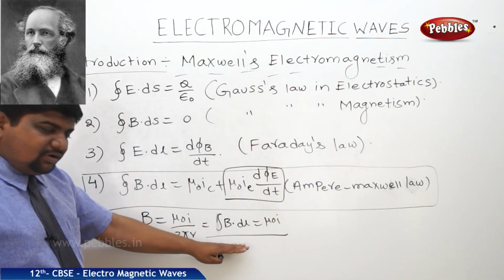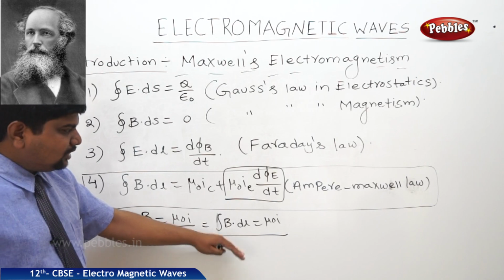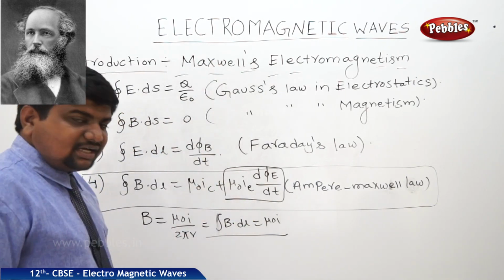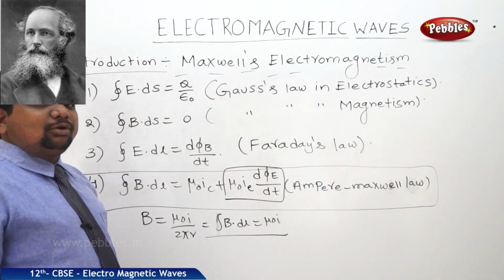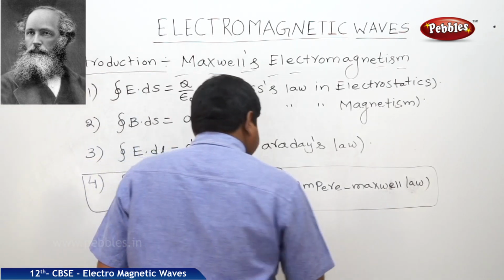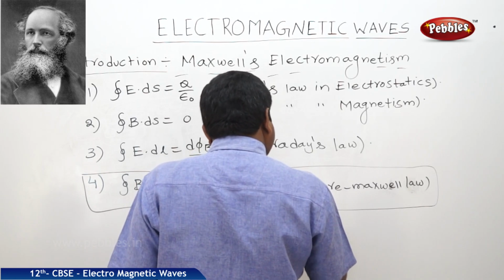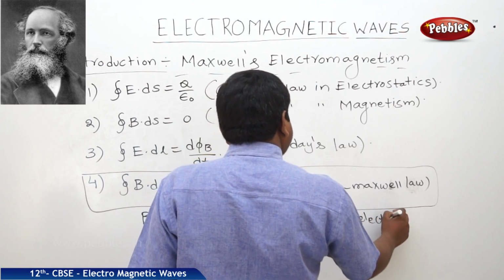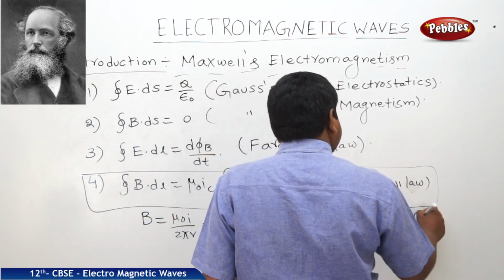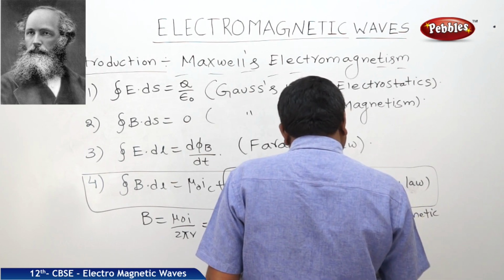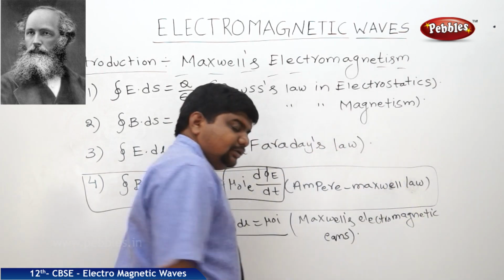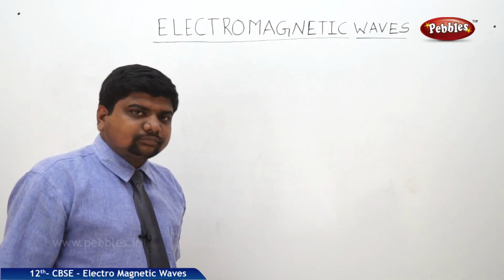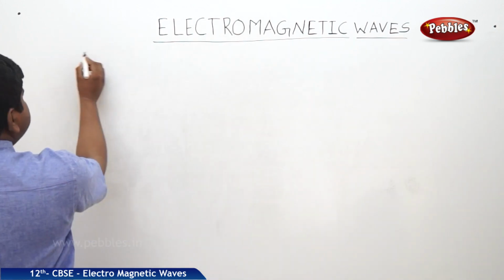So this is the original form of Ampere's law. From this expression we are going to find the expression for the displacement current. These four equations are collectively called Maxwell's electromagnetic equations. Now we will see the concept of this displacement current and its correction. Now we will see displacement current.